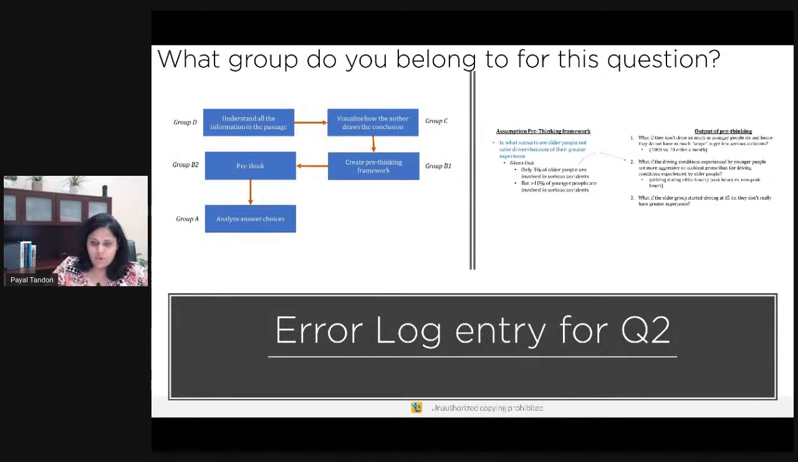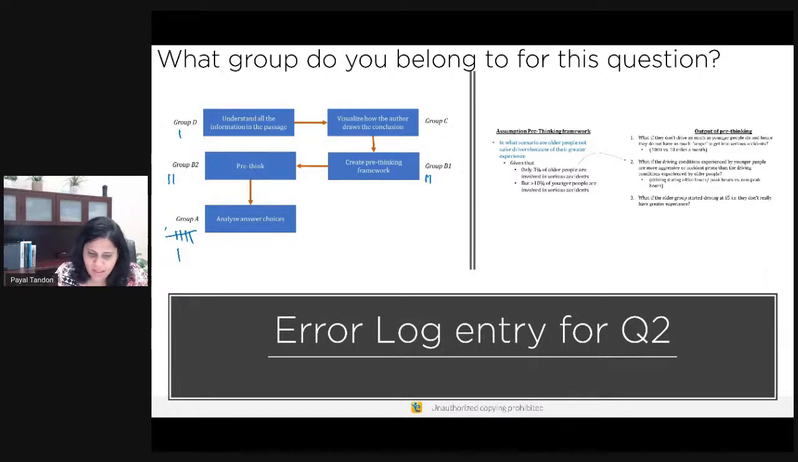Now, tell me, what group do you belong to for this question, now that you've gone through the entire solution? B2, that you were not able to pre-think. You came up with the pre-thinking framework, but you were not able to pre-think. Geo belongs in group A, Vishal B2, B1, Akash is group A. Yash is A. Babar is A. So quite a few of you are in group A. Okay, good.